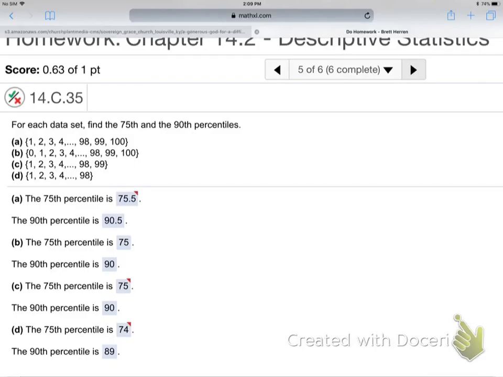All right, so let's start with A here. In A, we have the numbers 1 to 100. That's real convenient. And they want us to find the 75th percentile. Okay, we can do that. How do you find the 75th percentile? Well, P is 75. Plug into P over 100 times N. That's a formula we keep using. So put in the 75 right there. 75 over 100 times N.